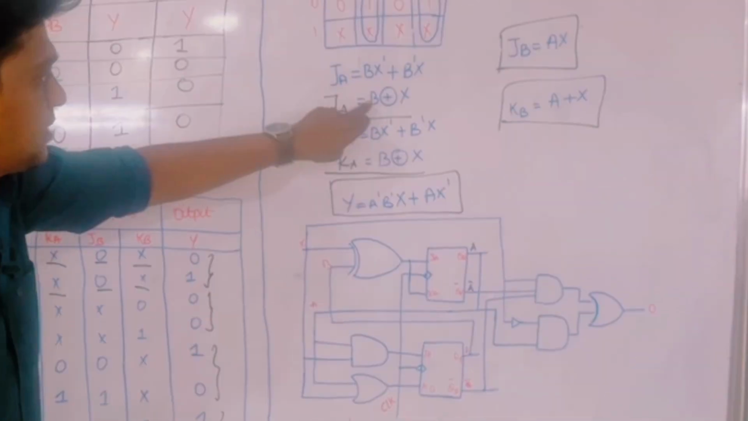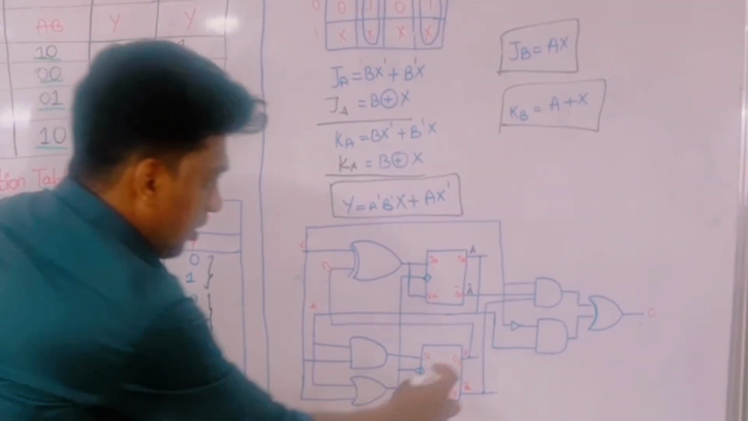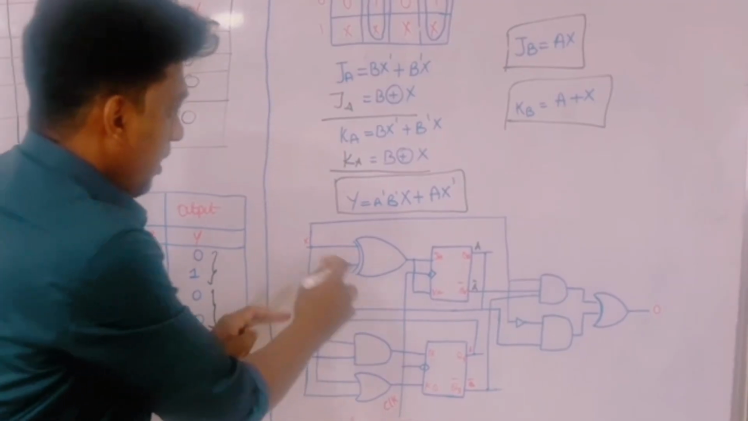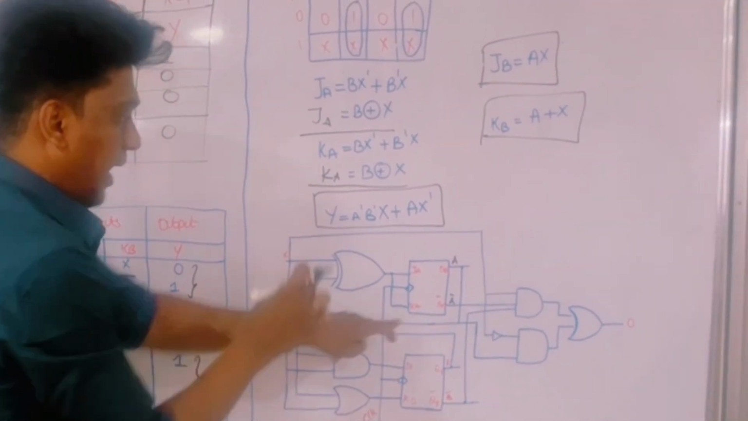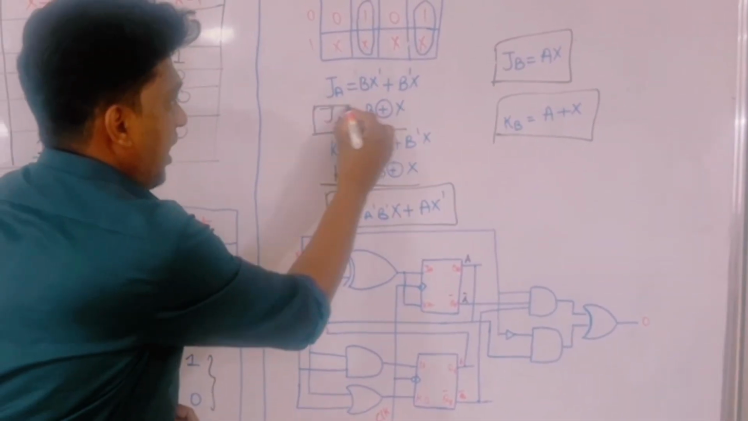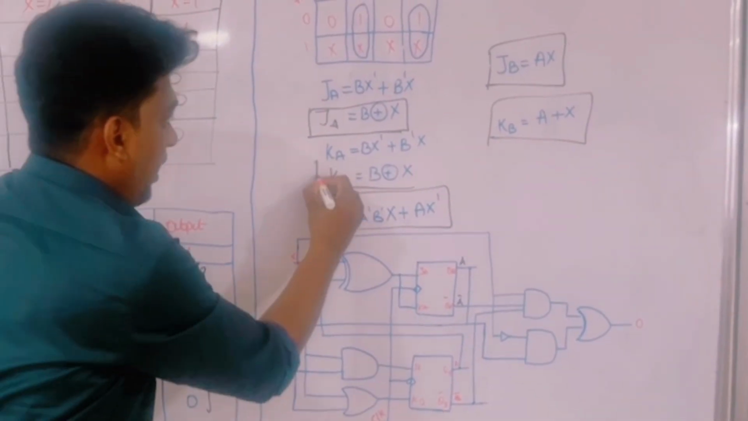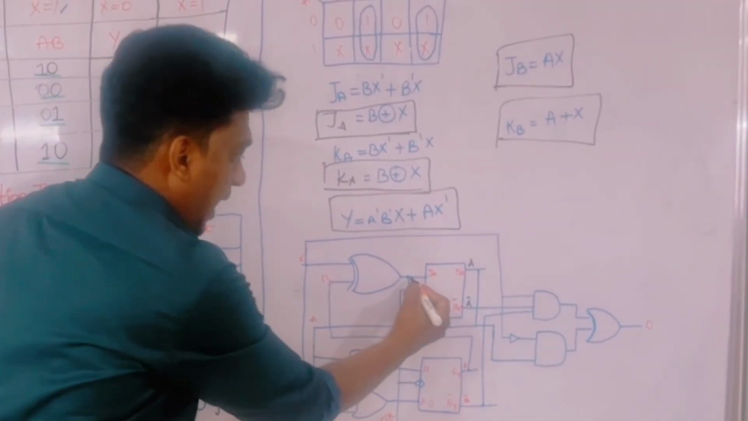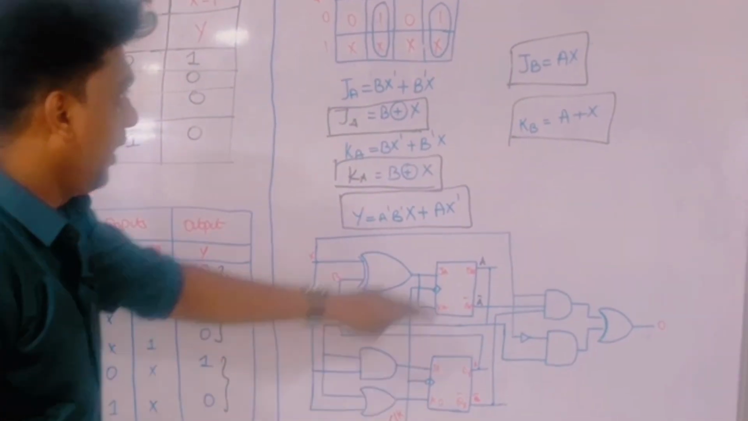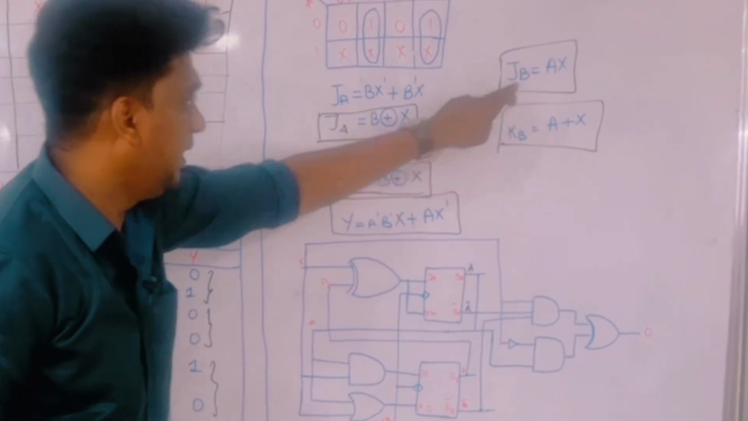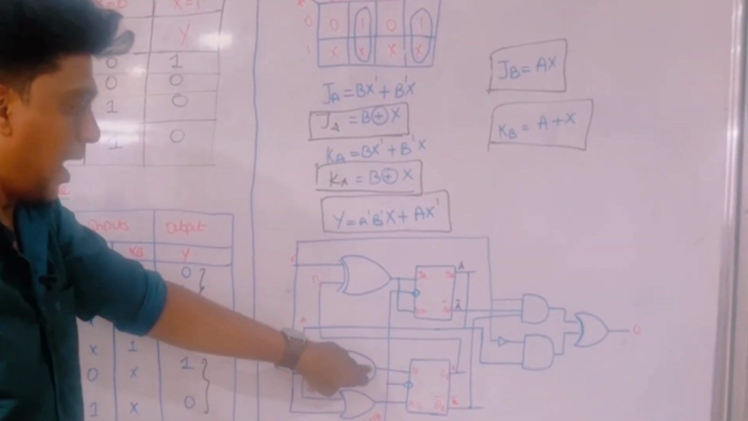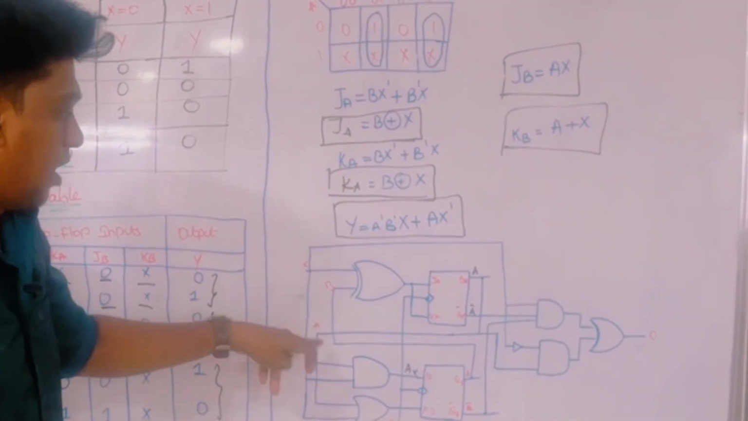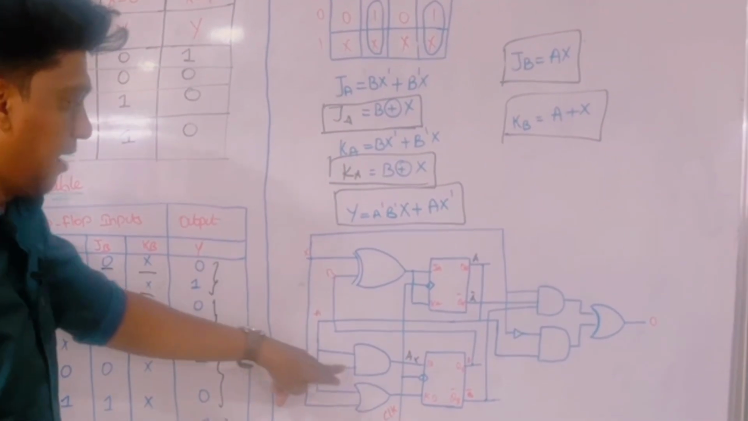I know that JA is B XOR X. So this is B, and this is X. I have to draw an exclusive OR between this B and X. So this is the input for JA. For KA also it is the same thing, B XOR X, so I directly draw a line from this one. Then for JB I need A·X, so a simple AND gate is enough. I have drawn a line from A, and from X I have taken an AND gate.